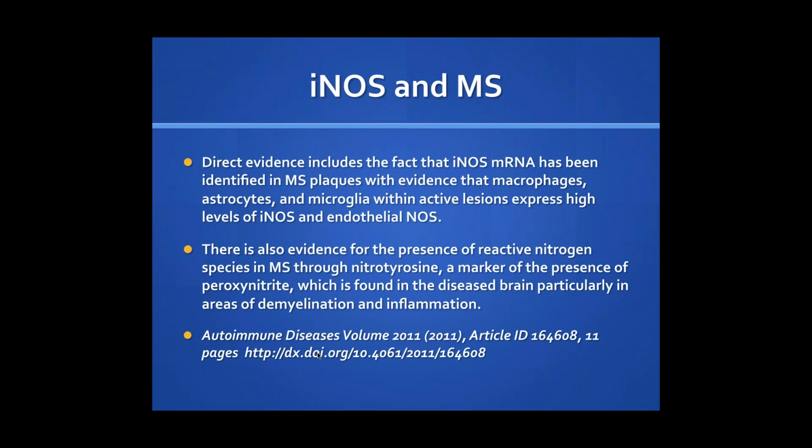And there's been some association with MS. Direct evidence includes the fact that inducible nitric oxide synthase mRNA has been identified in multiple sclerosis plaques, with evidence that macrophages, astrocytes, and microglia within active lesions express high levels of inducible nitric oxide and endothelial nitric oxide. There's also evidence for the presence of reactive nitrogen species in MS through nitrotyrosine, a marker of the presence of peroxynitrite, which is found in the diseased brain, particularly in areas of demyelination and inflammation.